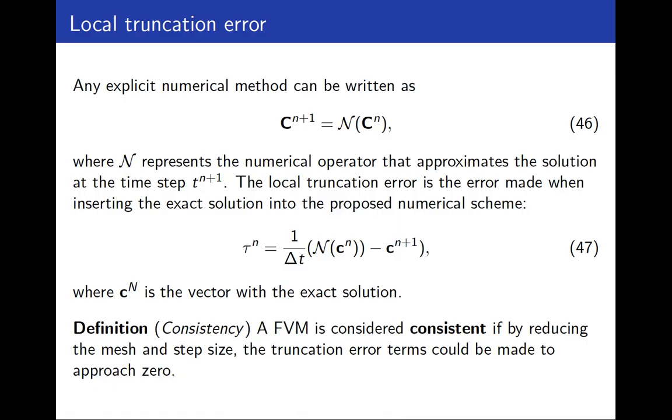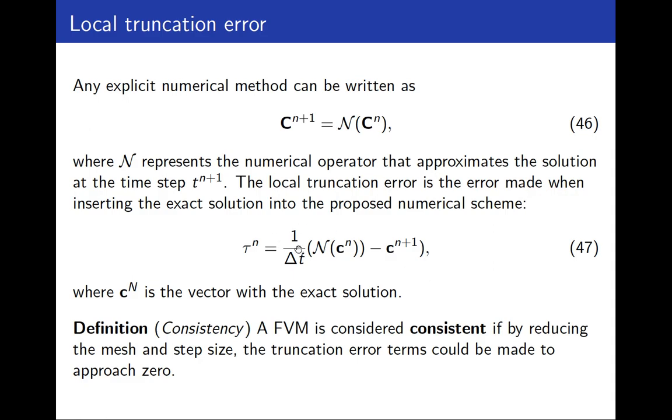So this numerical operator represents the numerical operator that approximates the solution at the new time step t n plus 1. The local truncation error, which is given by this tau evaluated at time step n, is the error made when you insert the exact solution into the proposed numerical scheme.